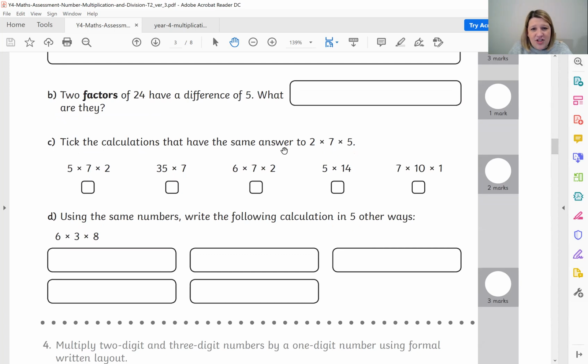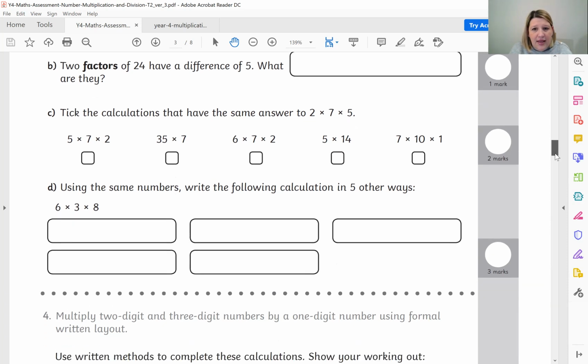You're going to tick the calculations that have the same answer as this. So you've got to do 2 times 7, work out the answer, times it by 5. Get your answer first. So work out what the answer should be, then have a look at what these could be. There is actually another trick to it as well. So I can have a look and go, right, well, if I rearrange some of those numbers or if I do certain things, would it give me the same answer? Okay, so there might be a little shortcut for those of you who look at those numbers and think, oh, that really springs out to me.